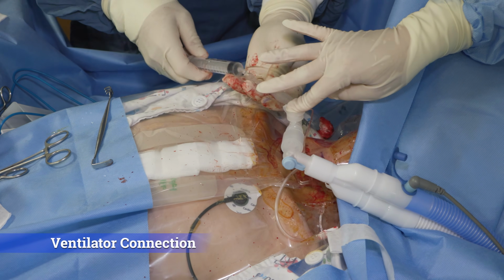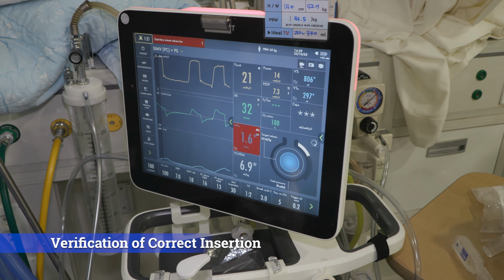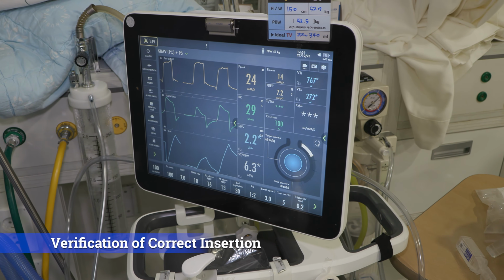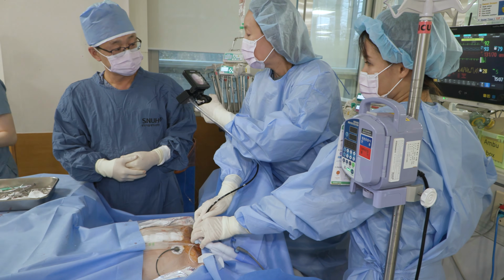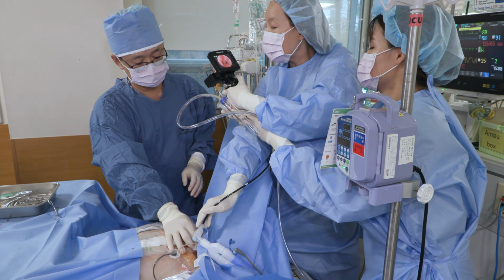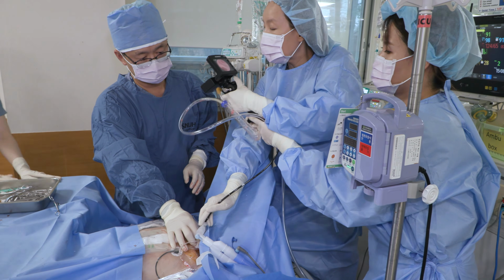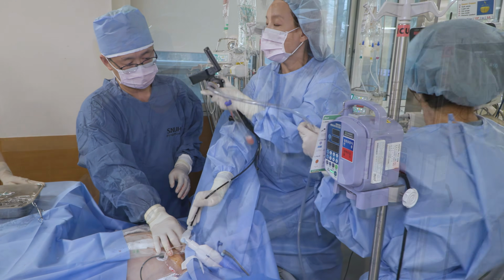Next, inflate the T-cannula balloon and connect the ventilator. Verify that the ventilator displays appropriate pressure, flow, and volume curves, confirming that the T-cannula is correctly positioned within the trachea. If necessary, bronchoscopy can be continued, and a transtracheal aspirate culture may also be performed.